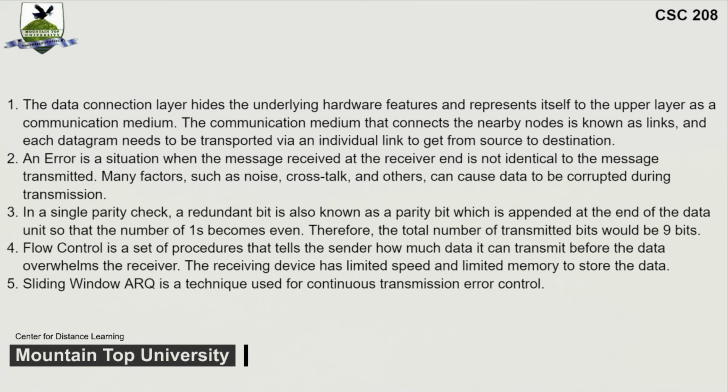4. Flow control is a set of procedures that tells the sender how much data it can transmit before the data overwhelms the receiver. The receiving device has limited speed and limited memory to store the data. 5. Sliding window ARQ is a technique used for continuous transmission error control.